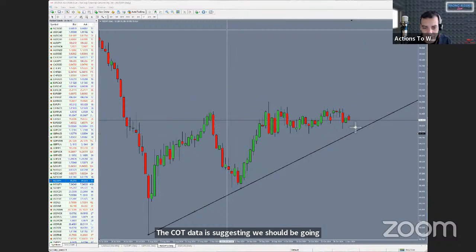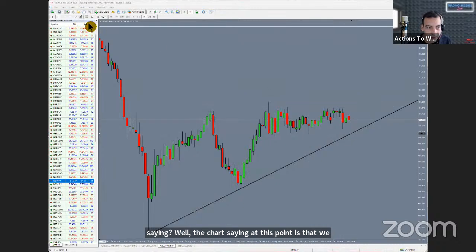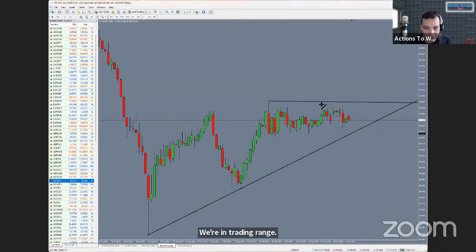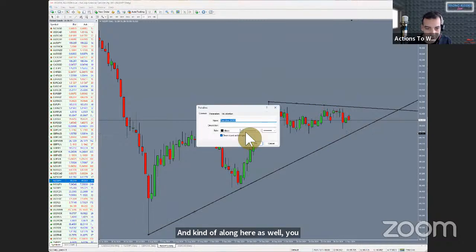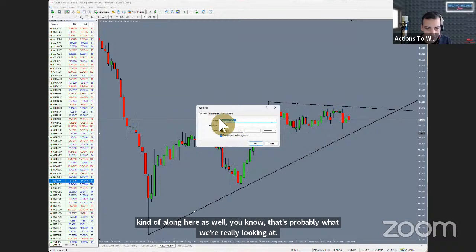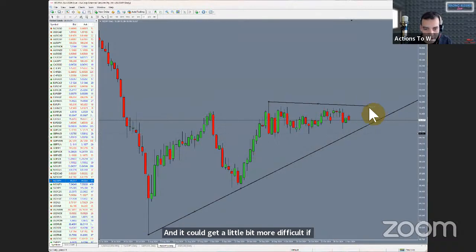Then we think about the chart. Now, what's the chart saying? Well, what the chart is saying at this point is that we're in a trading range, and you could say that trading range is along here and along here as well. That's probably what we're really looking at, this pattern here. It could get a little more difficult if you're trading breakouts. This is where breakout trades become more tricky, because you don't exactly know where the breakout line is.